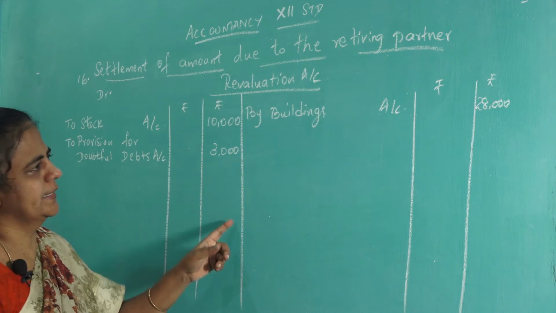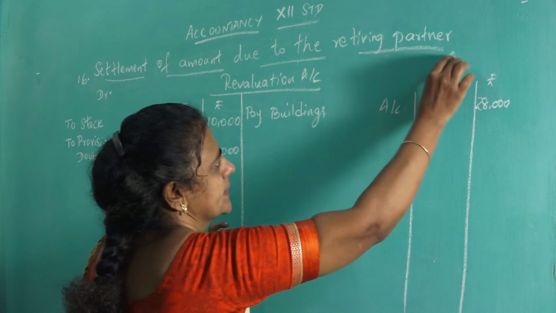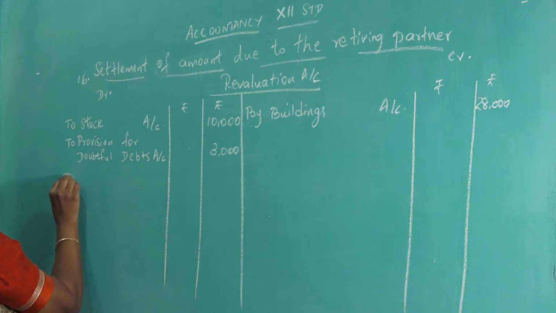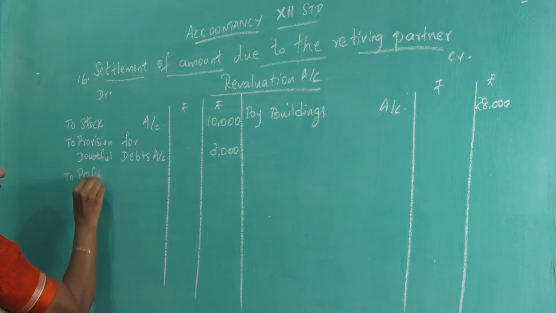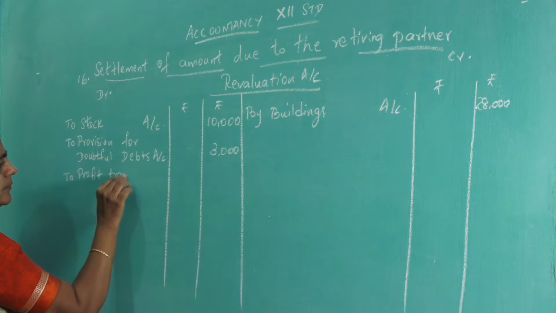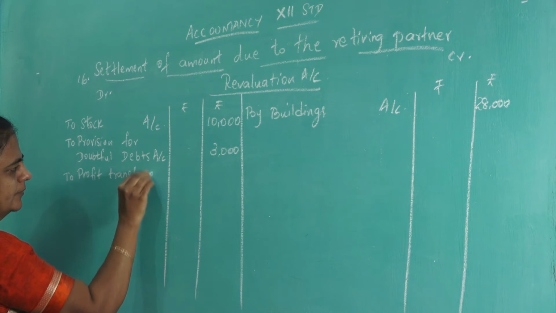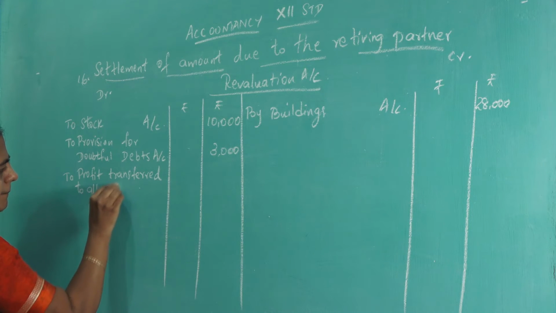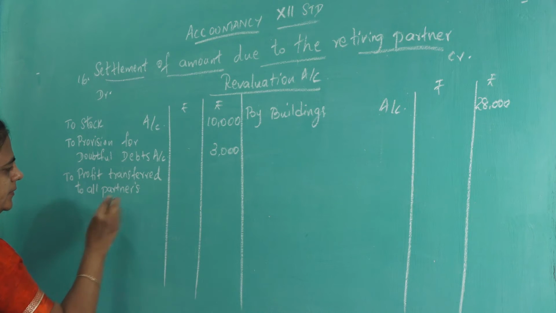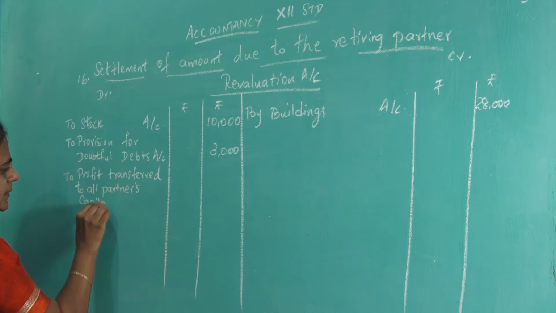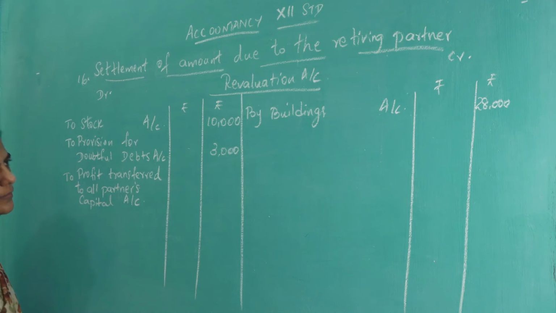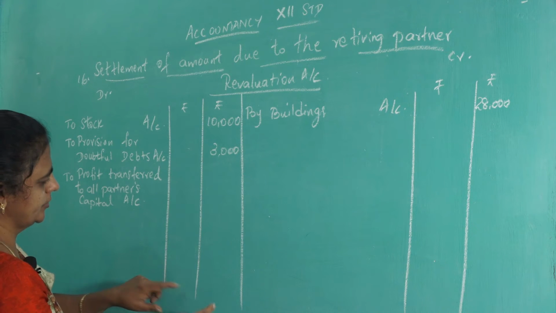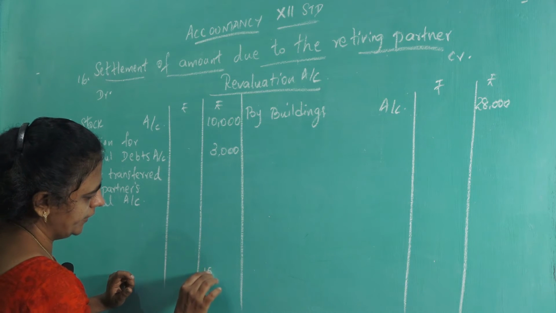So now which side is greater? Credit side is greater. Credit side is greater means it results in profit. So what you have to write? You have to write profit transferred to all partners capital account. Okay. So 28,000 minus 13,000, you will get 15,000 profit.